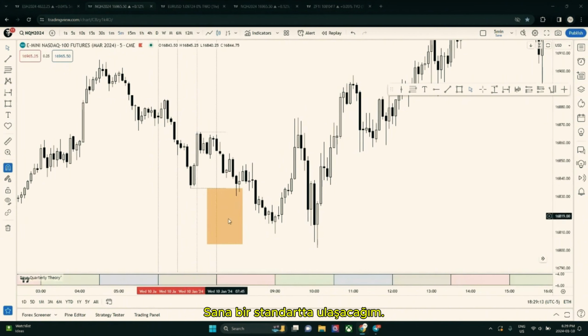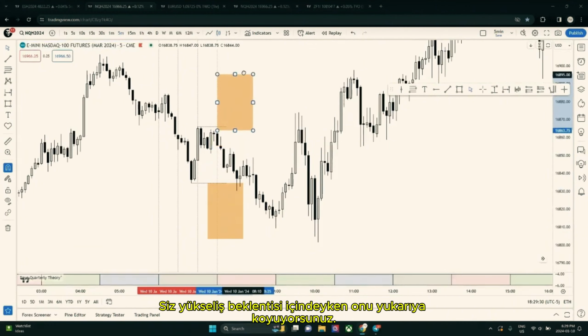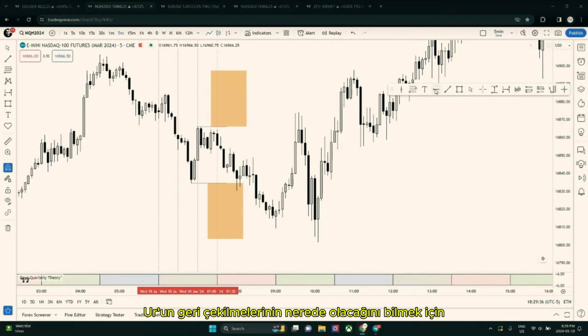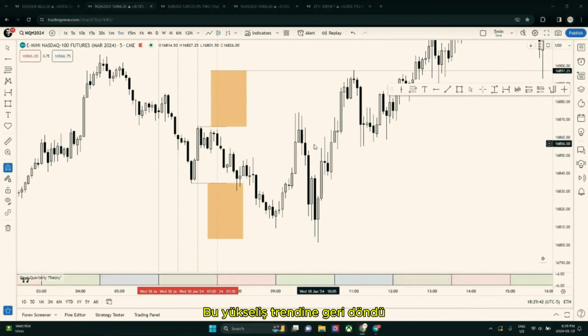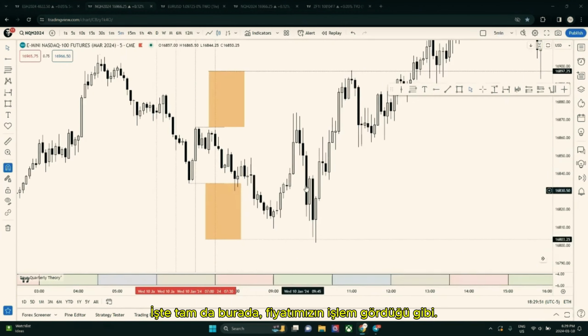So one standard deviation of T2 and T3 will project the low of the session or the high of the session, right? Even if you put it above while you are bullish, you can use this to know where retracements will occur. As you can see, price went here and it traded back down into this bullish breaker right here, just as our price traded here, wicked one standard deviation.